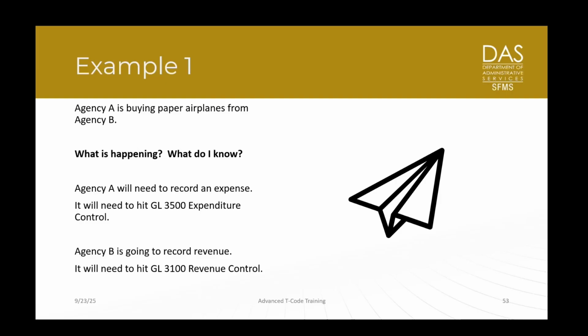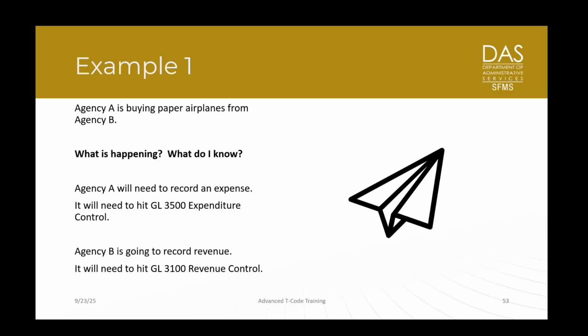So I have very complex examples for you today. Just kidding. They're very simple, but just to help us start thinking through it. Agency A is going to buy paper airplanes from Agency B. So I'm thinking about what is happening and what do I know? Well, I know that Agency A will need to record an expense, and it's going to need to hit GL 3500 expenditure control. If I didn't know that, I'd go over to the GL spreadsheet and look through for the word expenditure, expense.